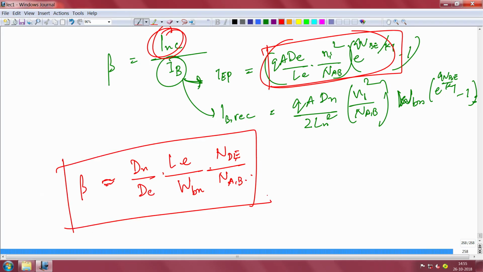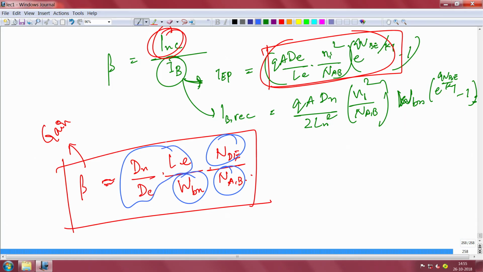So your beta, this is your gain, by the way, direct gain. Your gain can be increased if your emitter doping is much higher than the base doping. That's what we have been telling you. And if this quantity is very small in the denominator, which is the base width, it should be narrow, because these other 3 quantities are constant, you don't change them so much. You increase the emitter doping, which is the same thing, right, as we have talked about in the emitter injection efficiency and all.